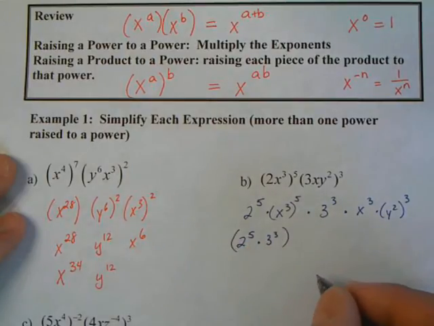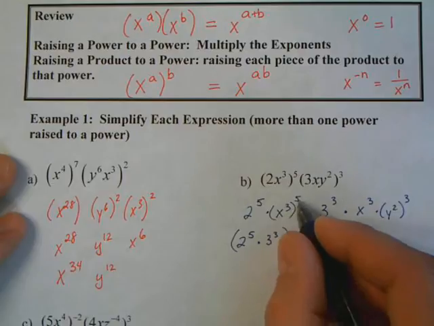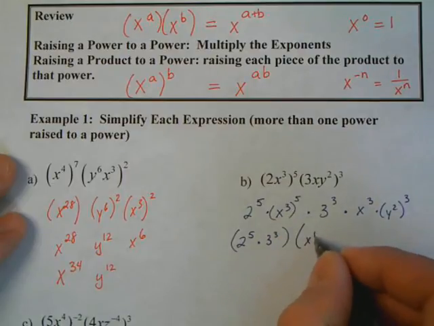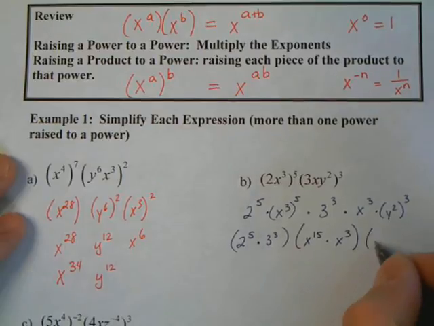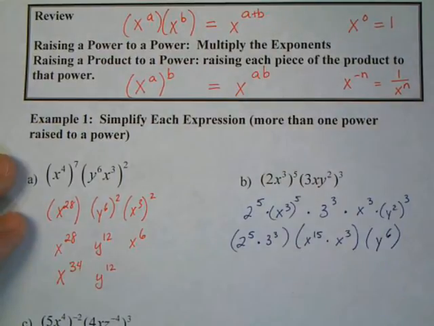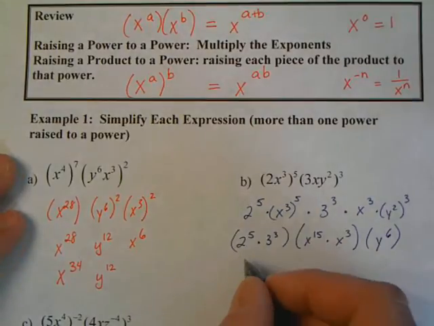Let's group all our variables together as we simplify. We have 2 to the 5th times 3 cubed. There's our numbers out front. X cubed to the 5th is x to the 15th, times x cubed. So we're grouping our x's, and then our y's are at the back. Y squared to the 3rd is y to the 6th.